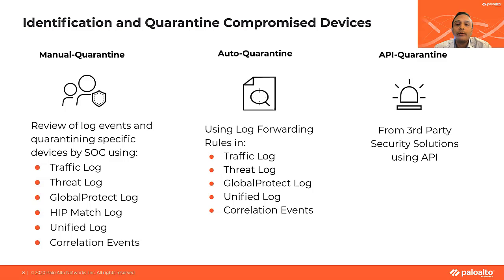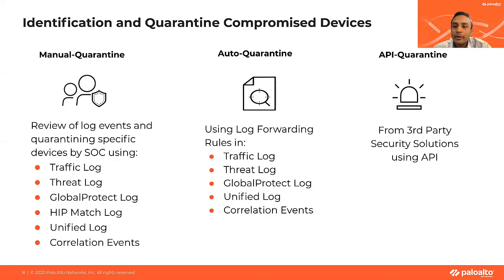The second method is auto quarantine. Auto quarantine can be implemented using log forwarding rules. Again, here we can utilize traffic, threat, GlobalProtect, unified, and correlation events. And in the log forwarding profile, we can configure the filter specific to different events to automatically add the device to the quarantine list. And the last method is the API quarantine.